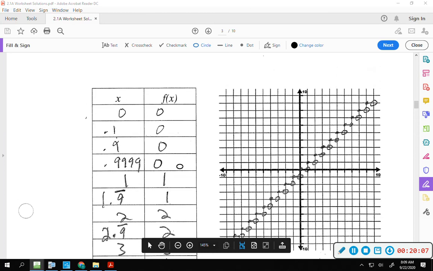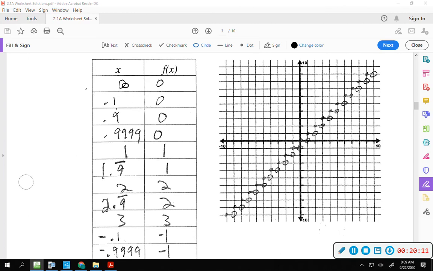But what I want you to know about the integer function is that for any input that comes in, the output is going to be the closest integer that's less than or equal to it. So if I plug 0 in, the output is 0. 0.1: the greatest integer less than or equal to it is 0. 0.9 gives 0. 0.99999 is 0. But as soon as x hits 1, now the output jumps up to 1.